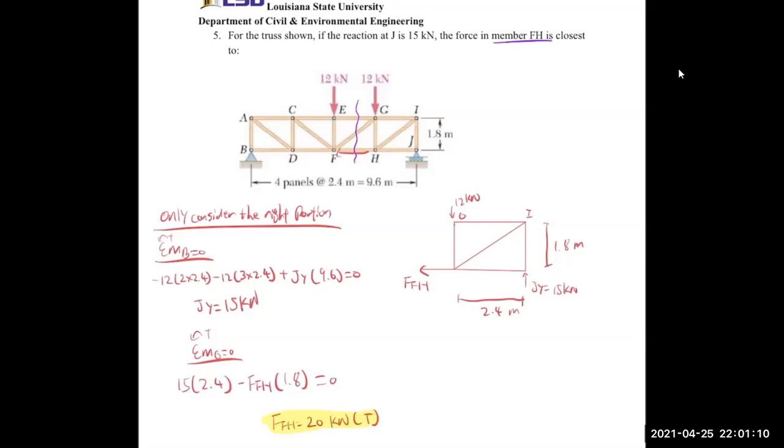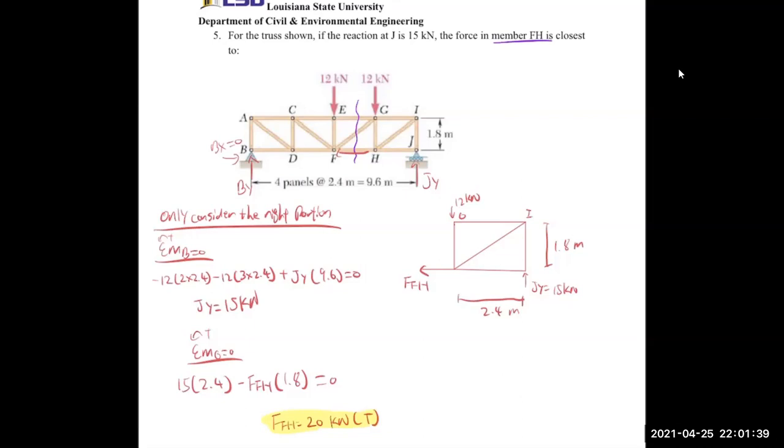I cut the section and I only consider the right portion because the right portion has fewer unknowns, because I have this JY. Compared to this section, we have BY and BX. Although BX in this case will be 0, I like to consider the right portion because it's just less stuff that you have to work out.